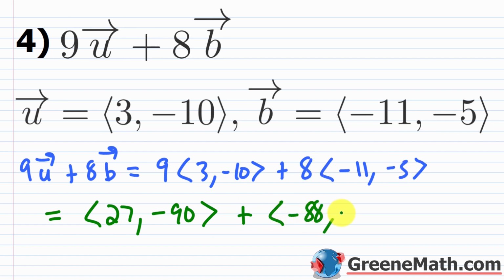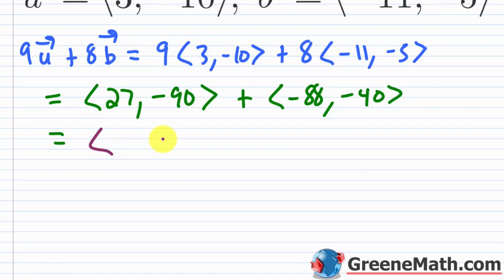And then 8 times -5 is going to be -40. Okay, at this point, what you want to do is add the horizontal components. So 27 plus -88, that's going to be -61. And then add your vertical components. So -90 plus -40, that's going to be -130. So this is my resultant vector. And basically in component form, the horizontal component is -61 and the vertical component is -130.